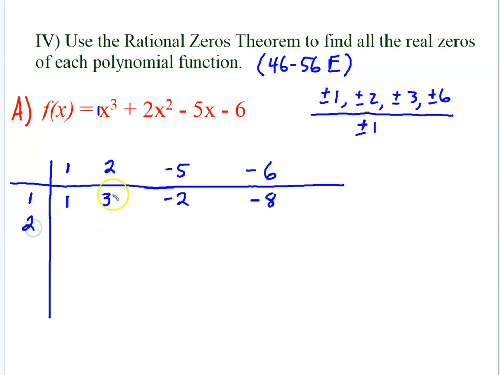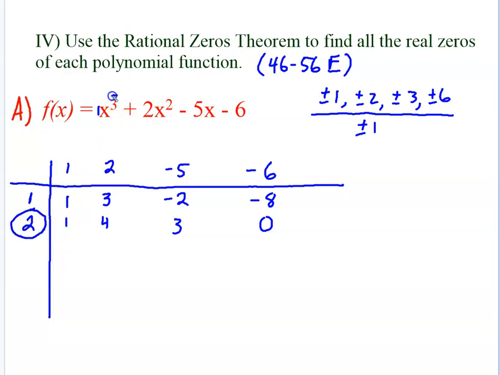So let's try positive 2. Bring down the 1. 1 times 2 is 2. 2 plus 2 is 4. 4 times 2 is 8. 8 plus negative 5 is 3. 3 times 2 is 6. 6 plus negative 6 is 0. We have a winner. One of our rational zeros, or rational roots, is going to be the number 2.